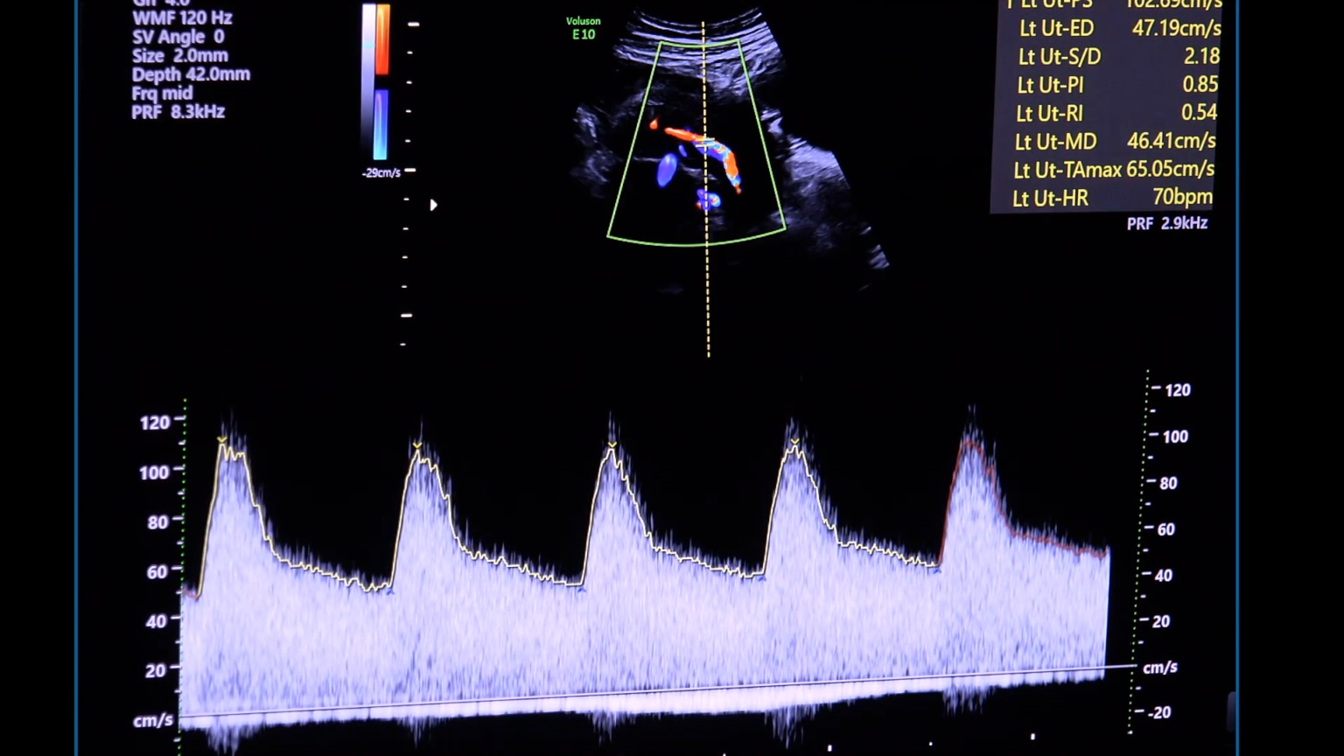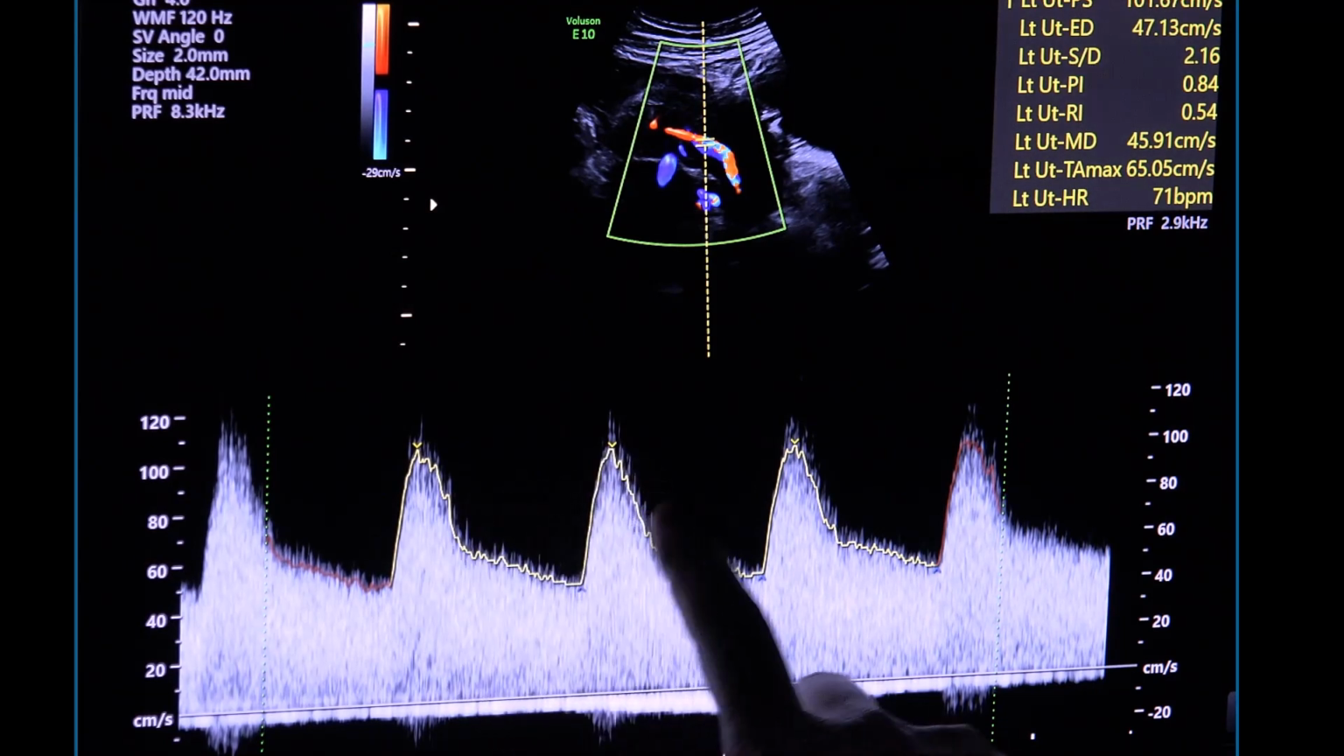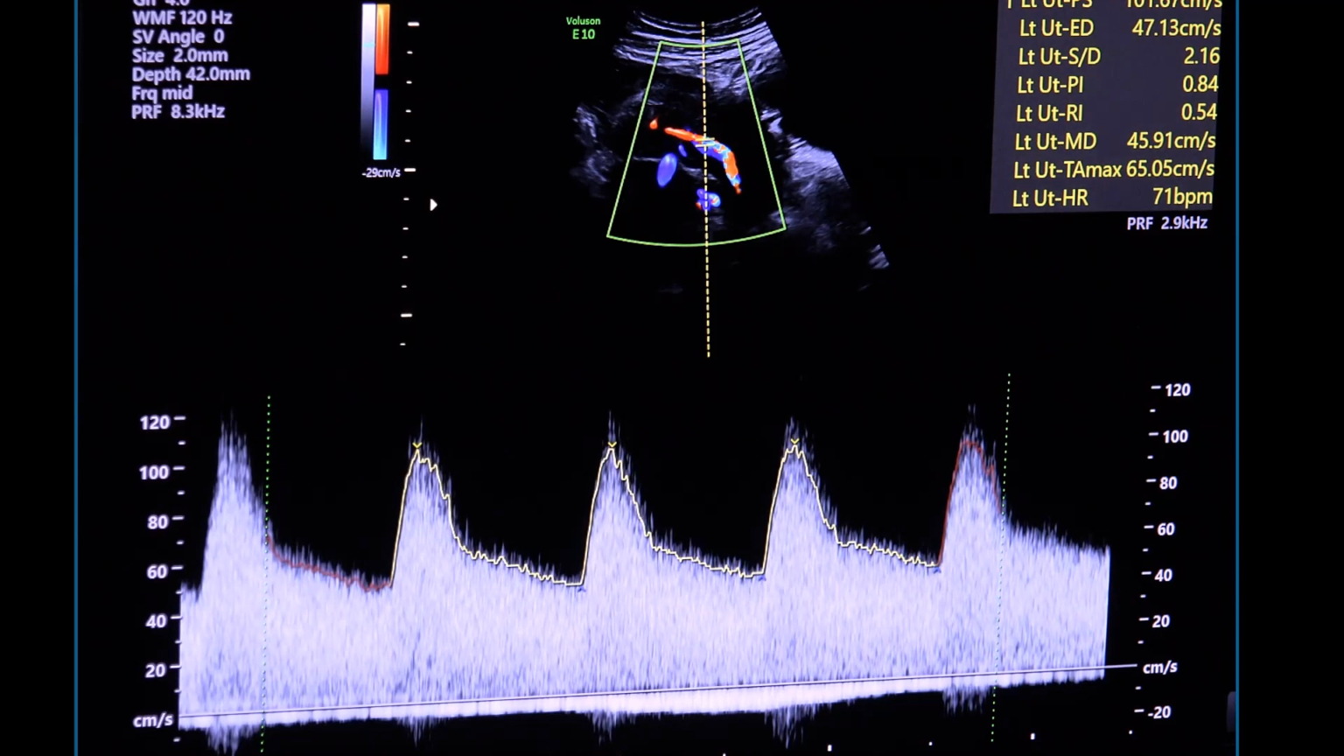So I'm just going to stop here and then come in here. And so highlighted in yellow are the 3 best waveforms just here. And you can see all we need to calculate is our PI, and our PI is 0.84.